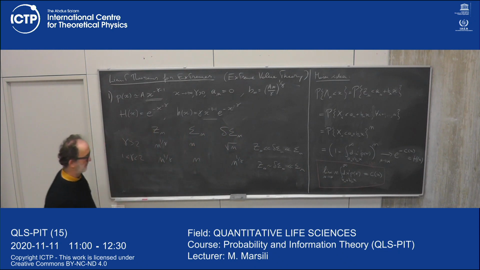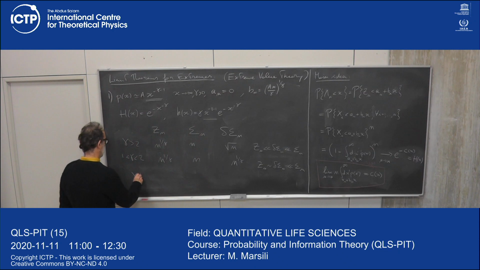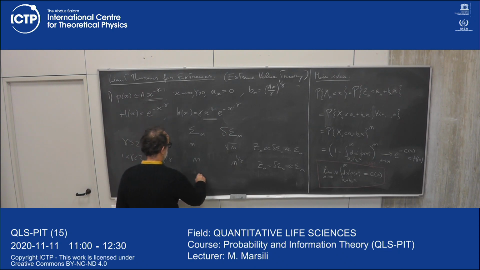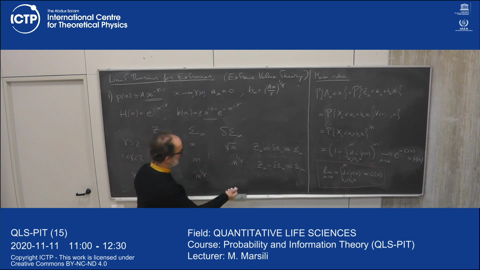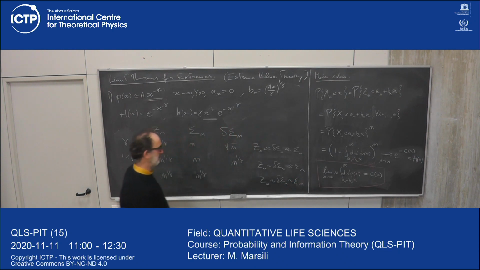So now Zn is of the same order of the fluctuations of the sum, which is much less than the whole sum. Okay? Whereas if we are in the regime gamma less than 1, then again the maximum is of order n to the 1 over gamma. But now the sum itself is of order n to the 1 over gamma. Okay? So in this regime you have that Zn is of the order of the fluctuation in Zn, which is of the order of the whole sum.